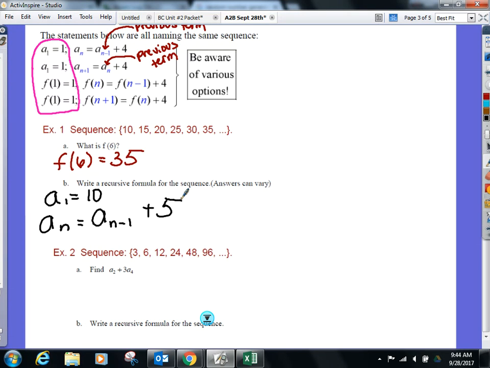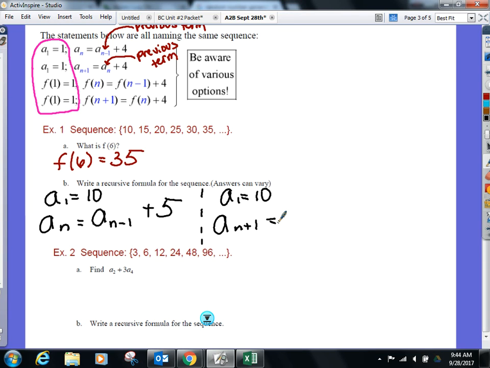I want to show, so you can see everything right now, I want to write it a different way now. a sub 1 still 10. That's never going to change. Now I want to say a sub n plus 1 equals this. How is that going to change now? How do I find the next term? If this is the next term, what's the previous one?